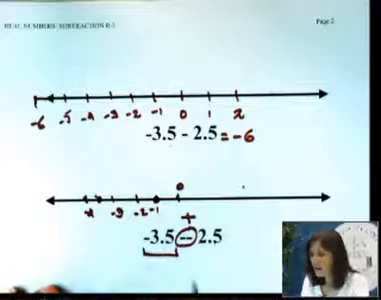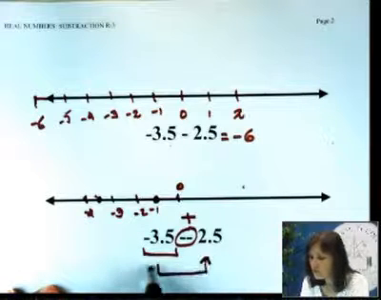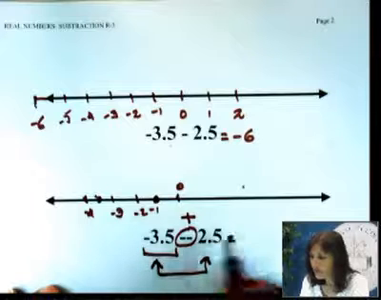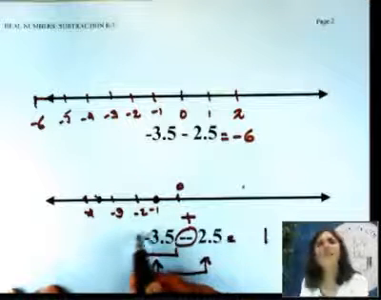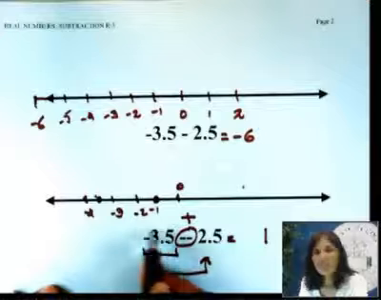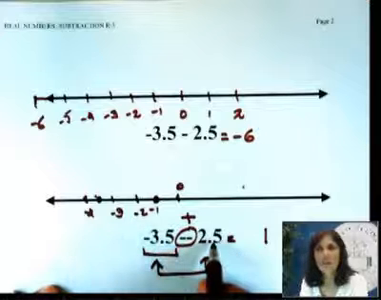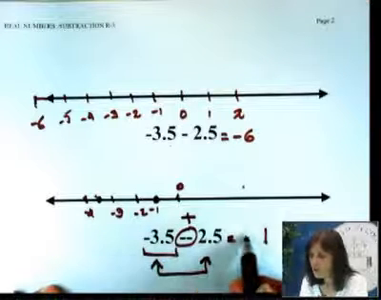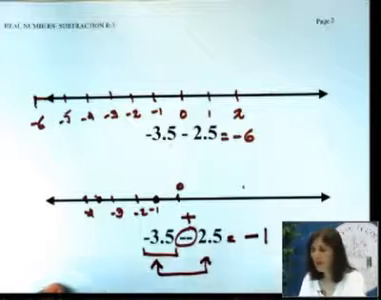So the way you do this, you take the difference of these two numbers, and the difference is 1, and the sign is going to be with the bigger number. So 3.5 is bigger than 2.5, so the sign is going to be negative. All right? So let's do some more.